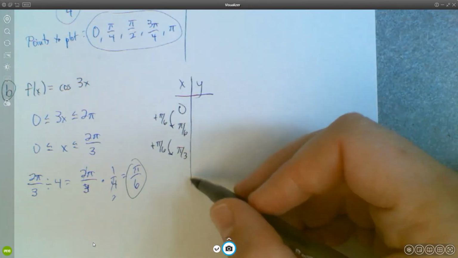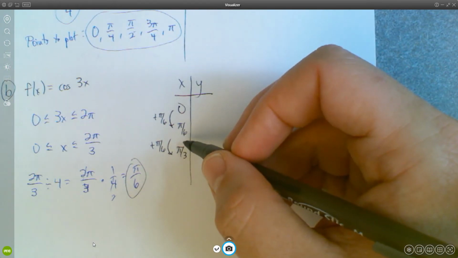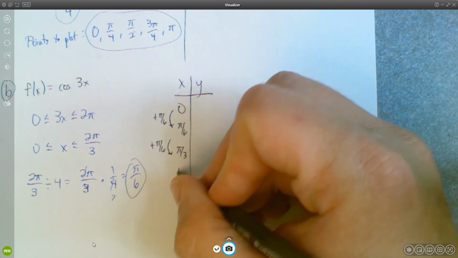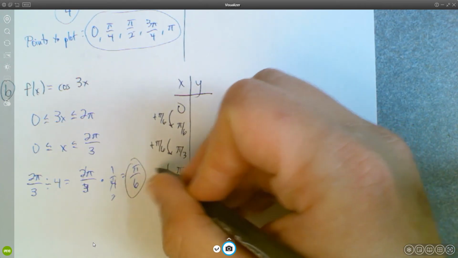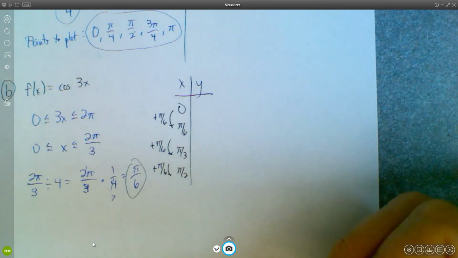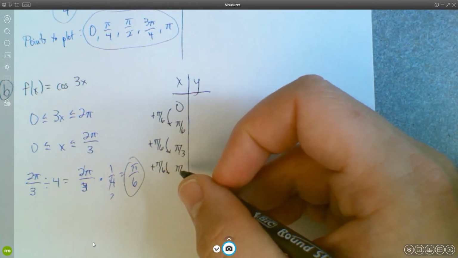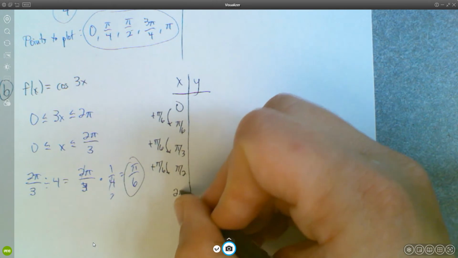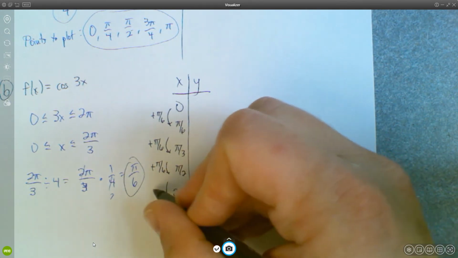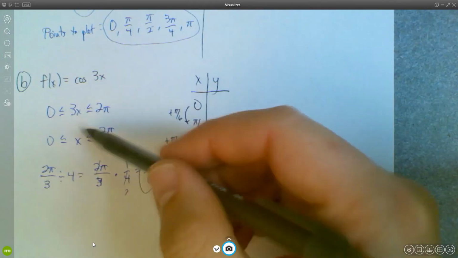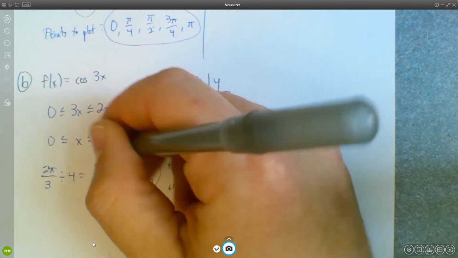And then to get the next point, I'm going to go pi over 3, so 2 pi over 6 plus pi over 6, that's 3 pi over 6. 3 pi over 6 is the same as pi over 2, right? So I'm just adding pi over 6 each time. And then I'm going to do that again. 3 pi over 6 plus pi over 6 is 4 pi over 6. 4 pi over 6 is the same thing as 2 pi over 3. And then I'm going to stop there. And I know to stop at 2 pi over 3 because that was this value right here.